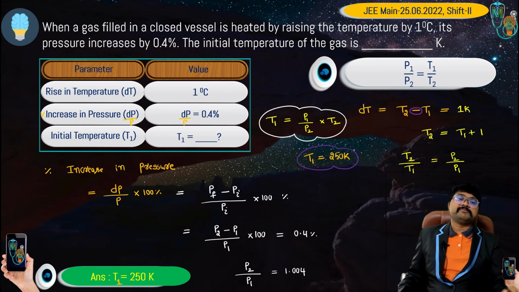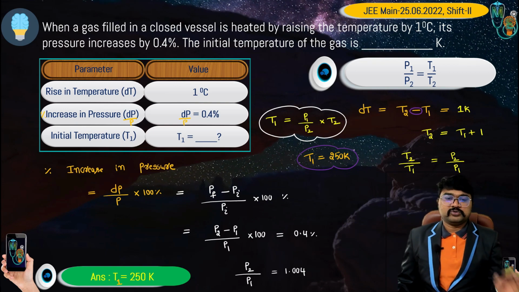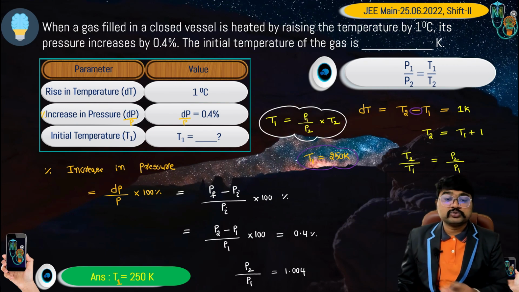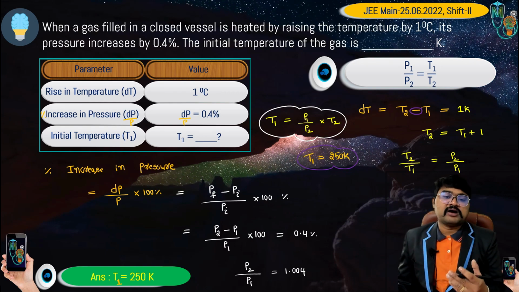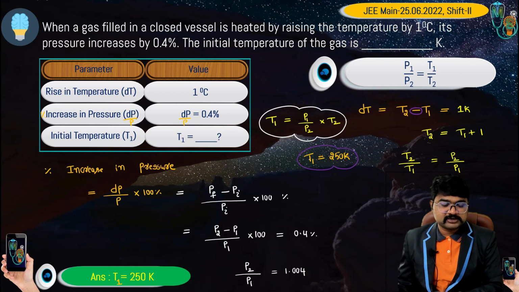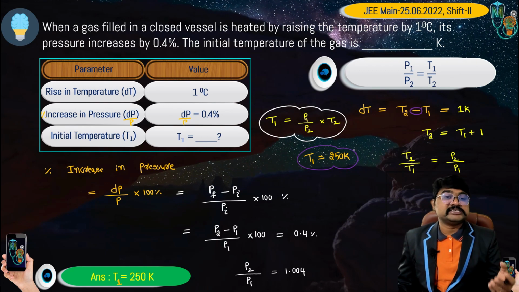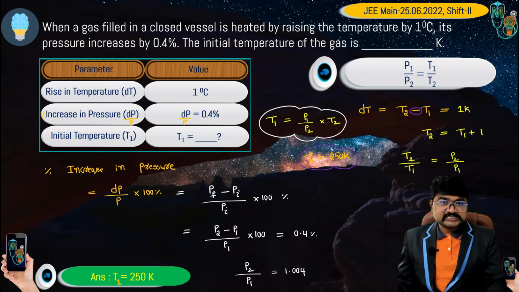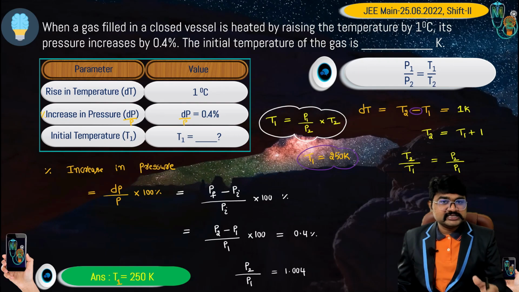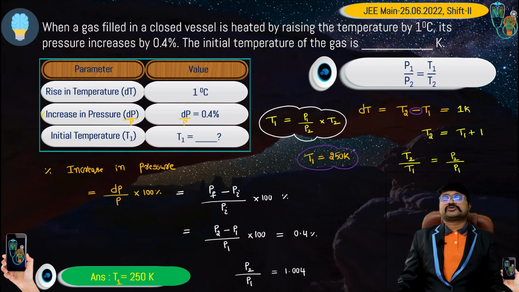This is a NET type question given in JEE Mains 2022 Shift 2. You need to understand these two things. Percentage increase in pressure: what is the meaning of percentage increase in pressure? What is the meaning of change in temperature or rise in temperature? And when temperature difference is given, in that case degree centigrade and Kelvin both are the same. This is the way to solve this problem.